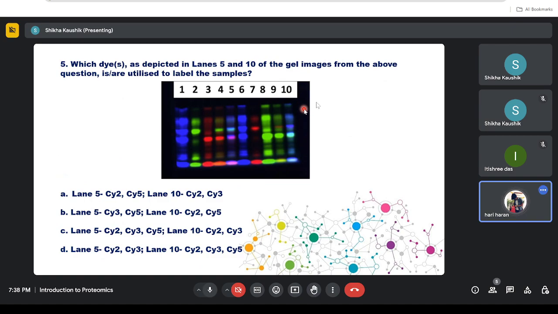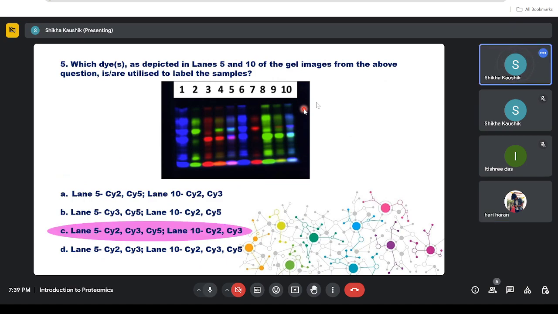Ma'am, I think it's C. So you're saying CY2, CY3, CY5. Any other answer? Answer here is C. True. Correct. 5 में कैसे पता चला कि green भी है? क्योंकि रेड तो काफी क्लियरली दिख रहा है, रेड एंड ब्लू, बिकॉज दैट्स व्हाई इट्स गेटिंग पर्पल.